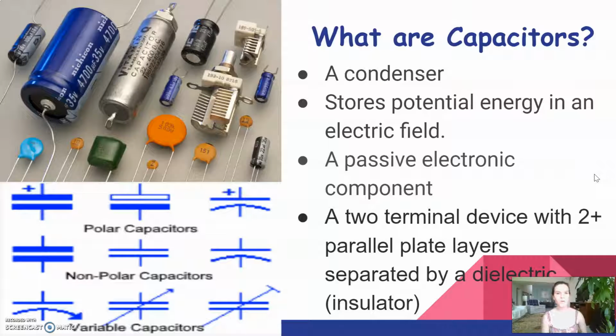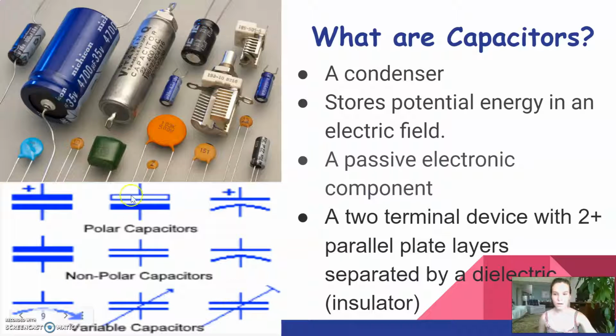What are capacitors? Well, capacitors can also be known as condensers. They have the capability to store potential energy in an electric field. They are passive, not active, electronic components, and they have two terminal devices with two parallel plates separated by a dielectric insulator. So if my hands were two parallel plates and my arms were the wires, the energy would go through this positive side to the negative side and store energy that way.